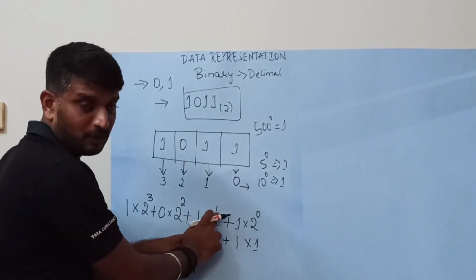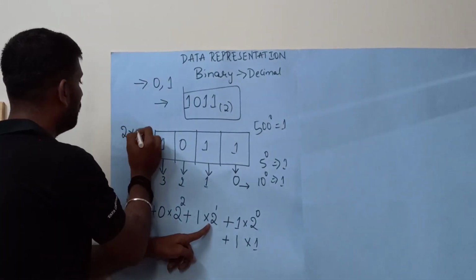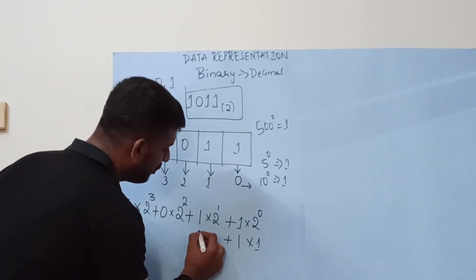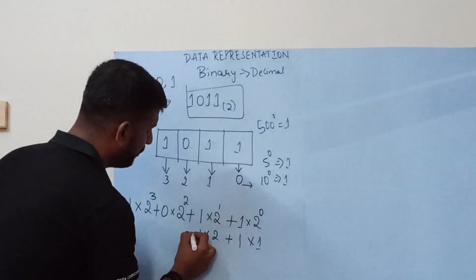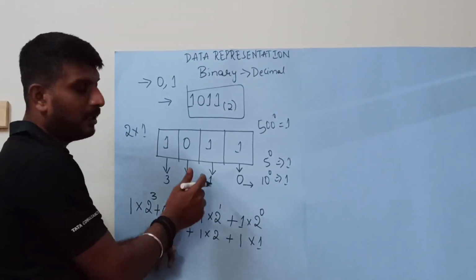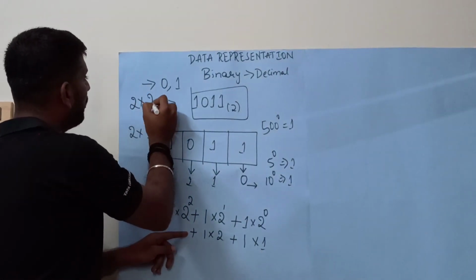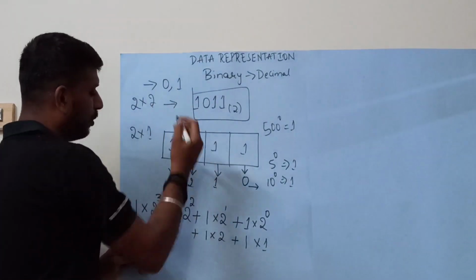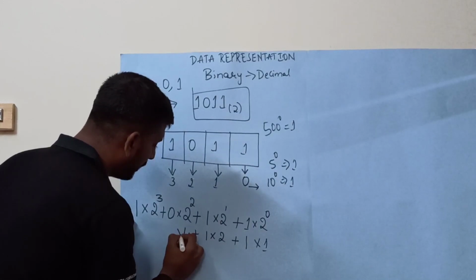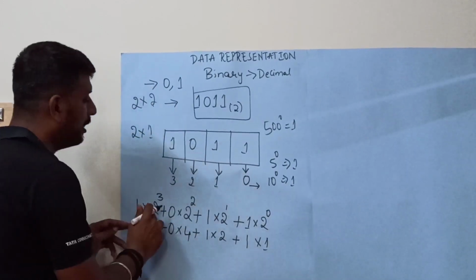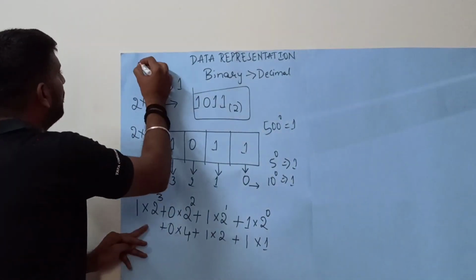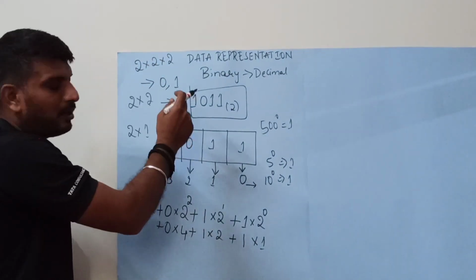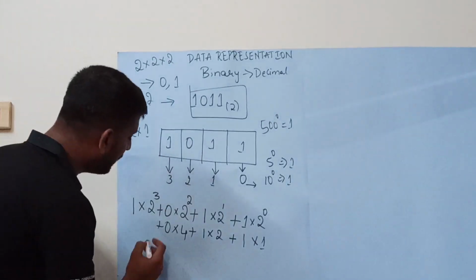2 to the power of 1. 2 to the power of 1 is nothing but 2 into 1. 2 is multiplied once. So 1 into 2, plus 2 to the power of 2, which is nothing but 2 multiplied twice with itself, that is 2 into 2. What is 2 into 2? 4, into 0, plus 2 to the power of 3, which is nothing but 2 into 2 into 2. 2 into 2 is 4. 4 into 2 is nothing but 8.